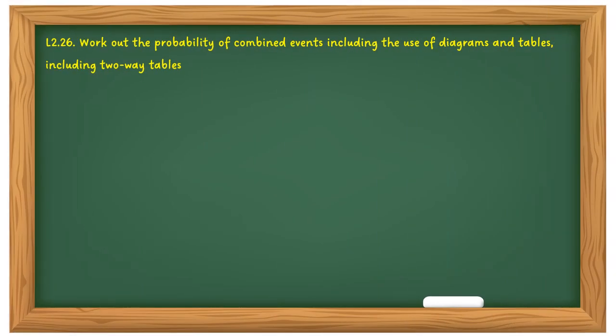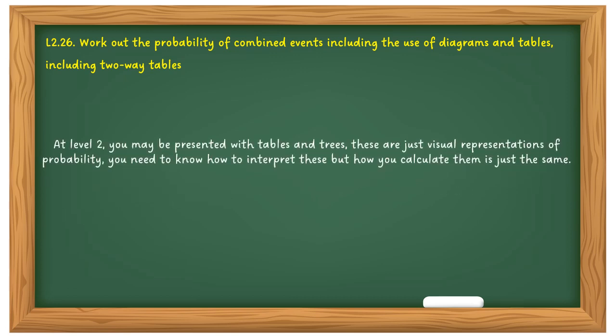Let's look at tables, diagrams and trees. At level 2 you may be presented with tables and trees. These are just visual representations of probability. You need to know how to interpret these, but how you calculate them is just the same. So let's have a look.